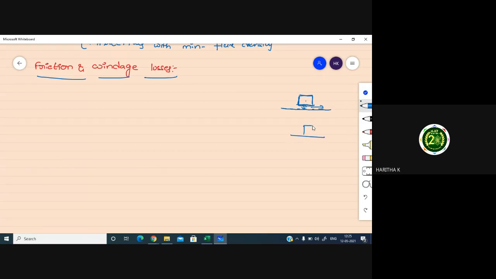If the box is not moving, if it is stationary, there will not be any opposing force between these two. In the motor, the armature is rotating, right? The armature is rotating means there exists a frictional loss. So due to the friction between these two, we are getting this frictional loss. And what about the windage losses?